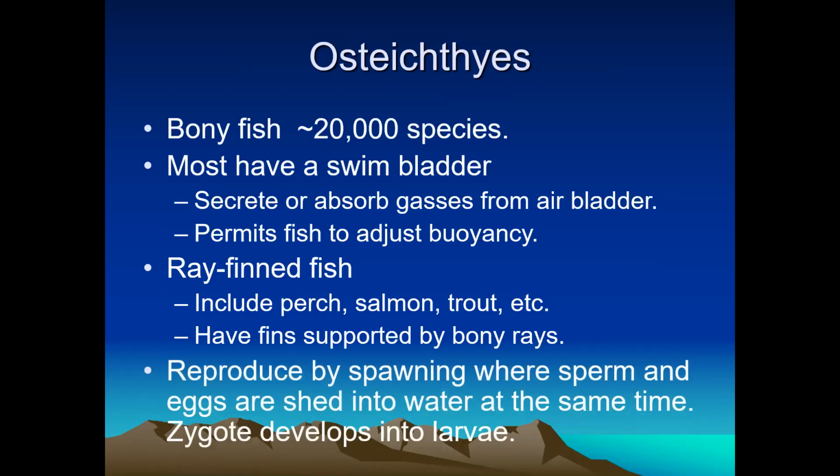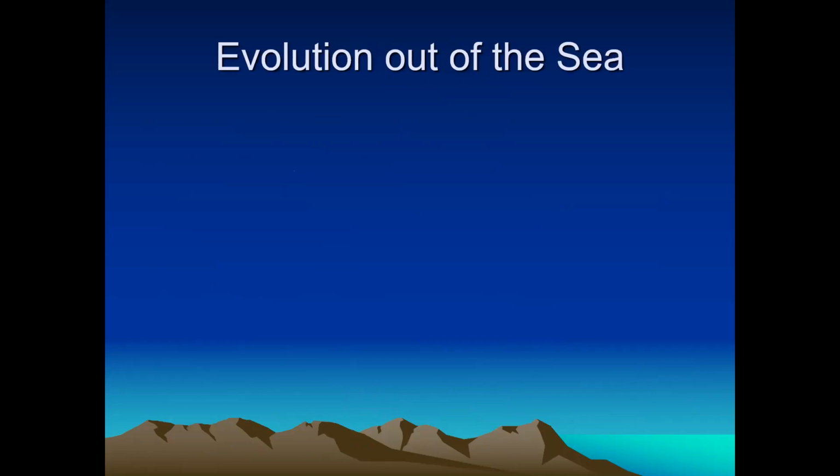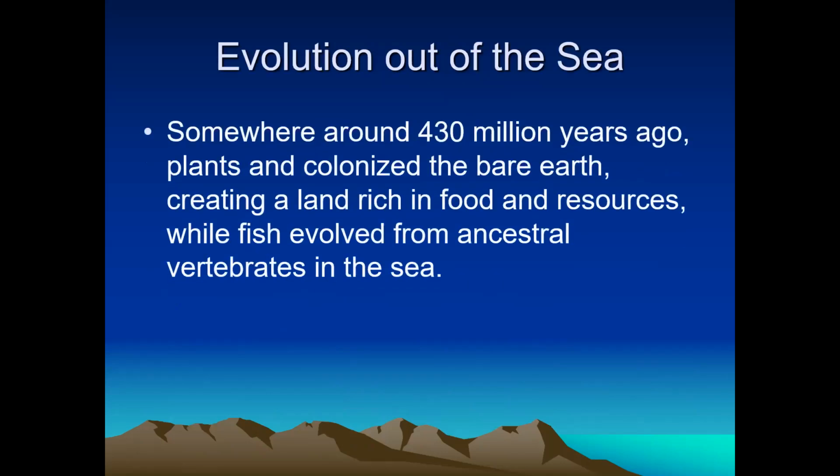And our fish are going to reproduce by spawning, where sperm and eggs are shed into water at the same time. It's all kind of by chance, whether a sperm and an egg are going to meet up. When it does, the zygote then develops into a larva, and you get little minnows developing, and they grow into the adults, and that's fish.